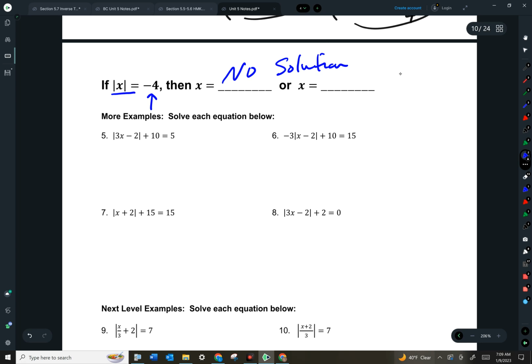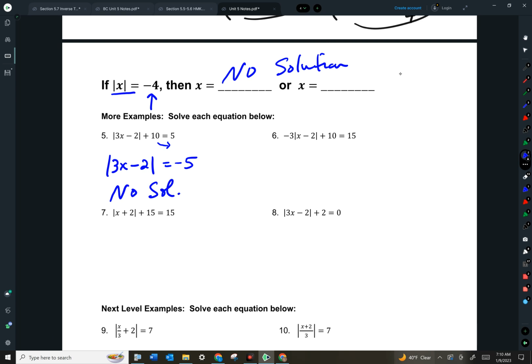So if you ever notice from the beginning that an absolute value already by itself equals a negative, you don't need to write two equations because there's automatically no solution. So when I look at number 5, right now, that's not the scenario. I don't have absolute value equals a negative, but I also don't have the absolute value by itself yet. So if I subtract 10, which is what I would always do first, I'm going to say absolute value of 3x minus 2 equals, hey, when I subtract 10, I have -5. Now, do you see that we have an absolute value equals a negative? Now we can say no solution. No need to even write my two equations.